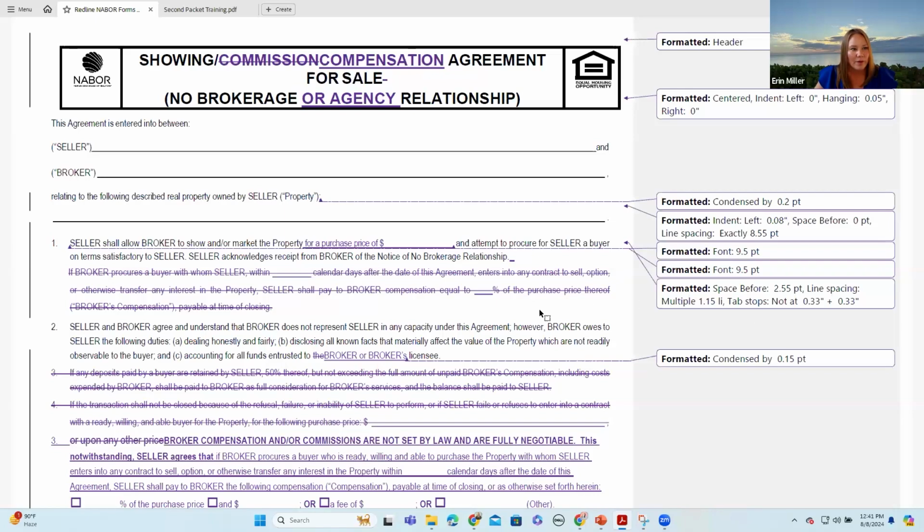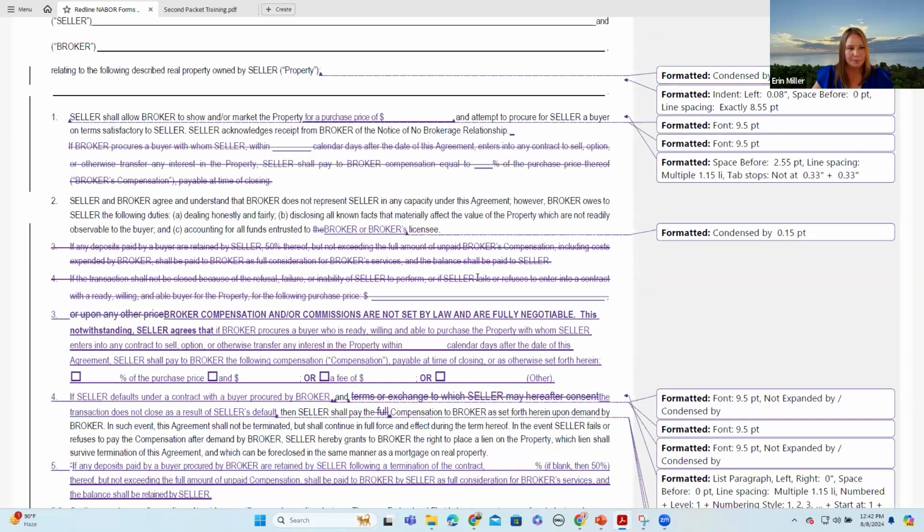So paragraph 1, this is entered into between the seller and the broker related to the seller's property. Paragraph 1, seller will allow the broker to show or market the property for a purchase price of blank and attempt to procure for seller a buyer on terms satisfactory to the seller, and seller is acknowledging receipt from the broker of a notice of no brokerage relationship. I would imagine using this form in a for sale by owner scenario where the property is not listed, but you as a broker may have a buyer and you'd like the seller to authorize you to market the property to find a buyer to purchase this property.